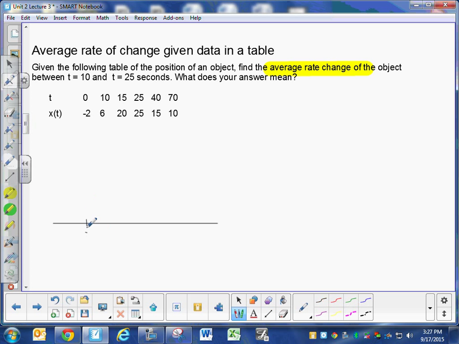So we have a position. Typically, position is done with a number line. Where you are located on a two-dimensional plane.